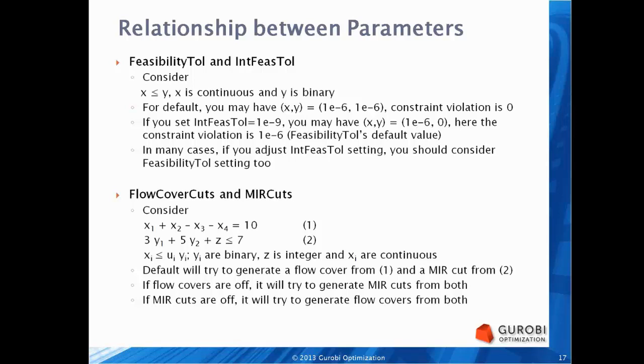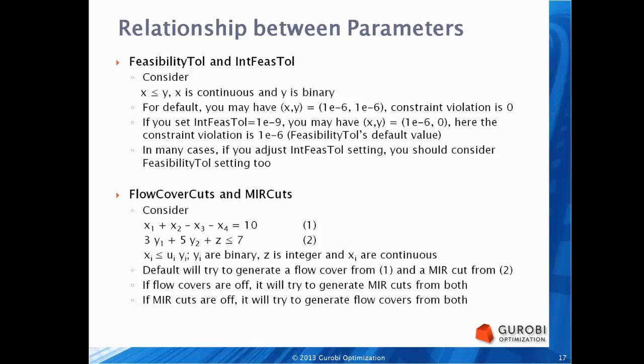And another example is about flow cover cuts and MIR cuts. Now if you solve a MIP, at the end we will tell you how many MIR cuts were generated. Maybe you see it's slow and it generates so many MIR cuts, and then root relaxation or node relaxation are slow. And then, hey, maybe I want to try to turn off MIR cuts. But after turning off, you see it generates a lot of flow covers. You may be wondering why. Now I will tell you why.